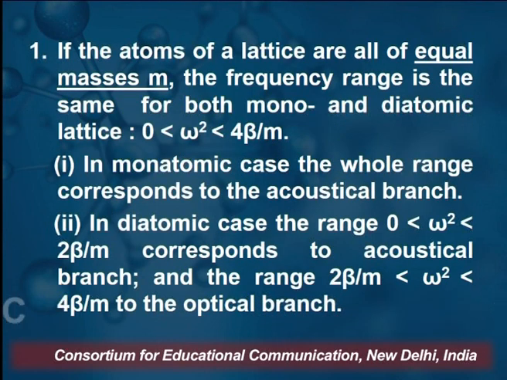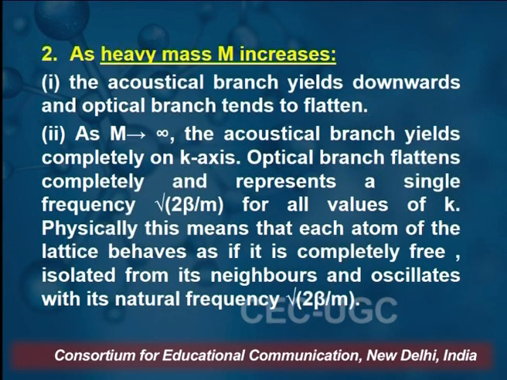Now, if the two masses are equal, then what we find is it behaves as a monoatomic lattice. For the monoatomic lattice, omega varies from 0 to the square root of 4 beta by m, that is omega square varies from 0 to 4 beta by m. In the diatomic case, omega square will vary from 0 to 2 beta by m and 2 beta by m to 4 beta by m. One will be the acoustical branch, next will be the optical branch.